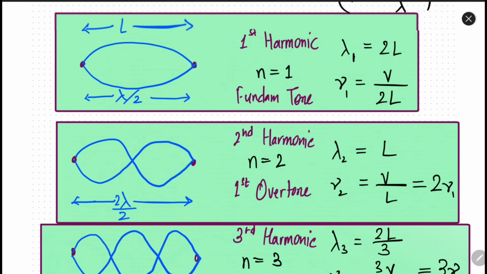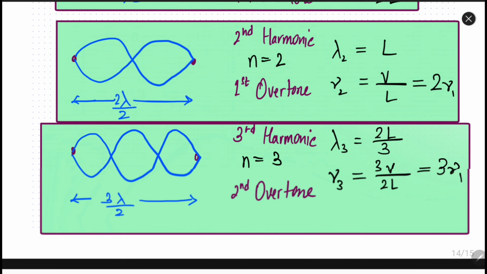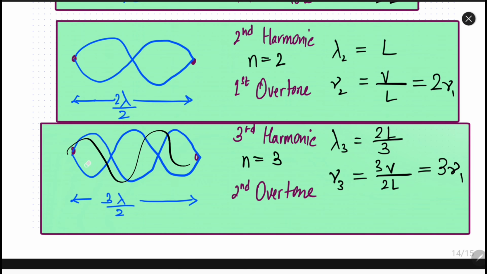What is harmonic? Harmonic means the number of antinodes. Here we have two antinodes, so this gives us the second harmonic. Here we have one antinode, it gives us one harmonic. And overtone tells us about the number of nodes in between. How many nodes in between? None. How many here? One node, so first overtone. Now when n is equal to 3, we get this type of shape where lambda will be equal to 2L by 3. So it is the third harmonic because we have three antinodes, and second overtone because we have two nodes.